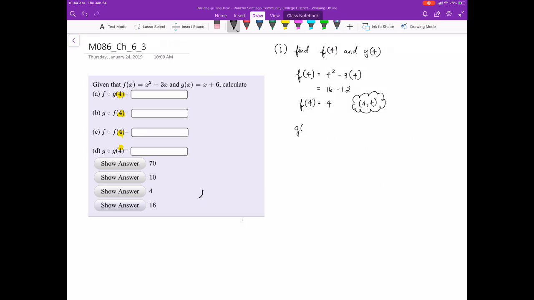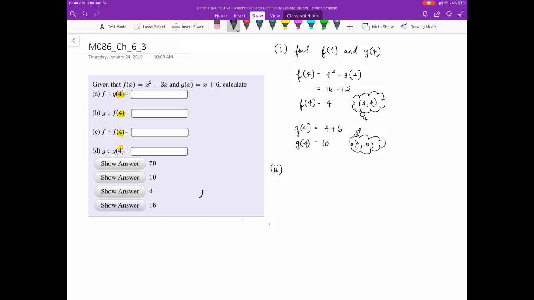So now let's go to g of 4. g of 4 is equal to, and I'm using the function g here, so this would just be 4 plus 6, which is 10. So g of 4 is equal to 10. And again, don't forget, this is just an ordered pair on g, right? The ordered pair 4, 10. So keep that in the back of your mind, these are just ordered pairs.